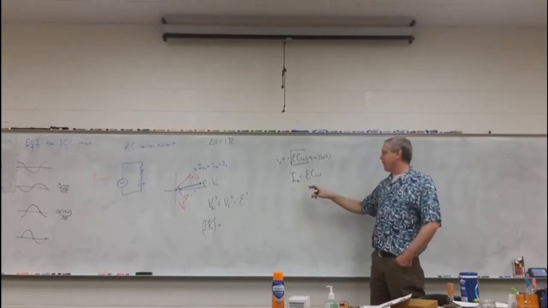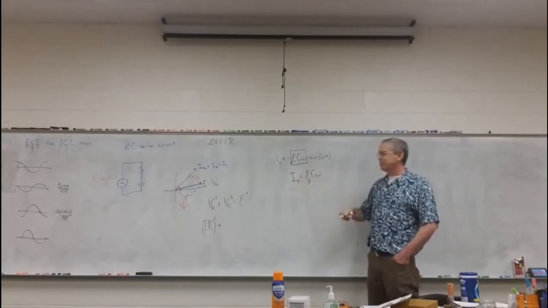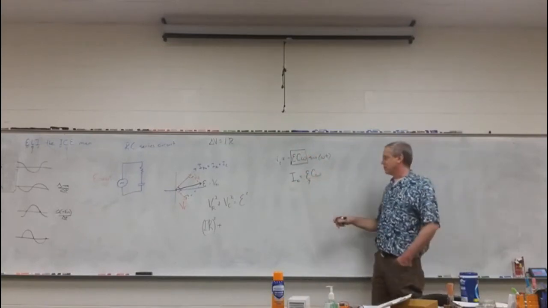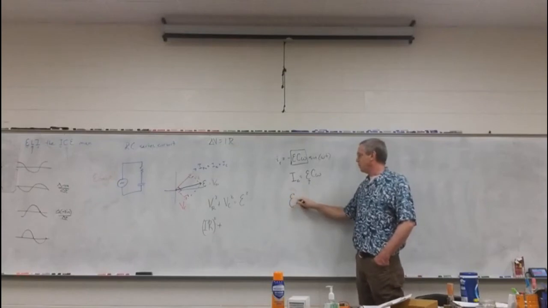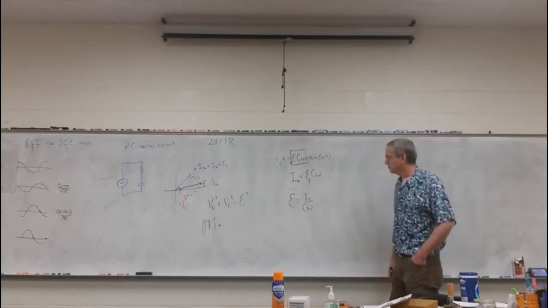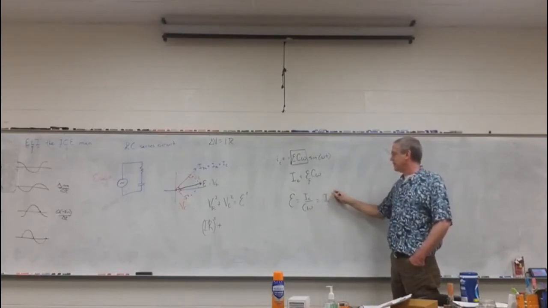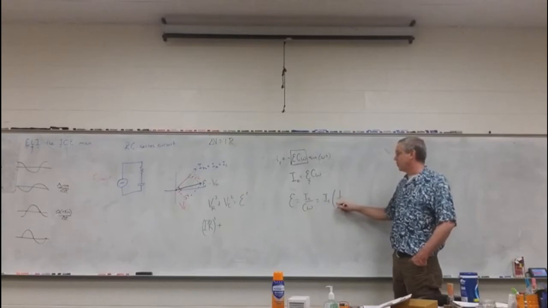So we are now at this stage right here. I want to get it into that form. Well, this epsilon here is my voltage, so I'm going to solve for that. So epsilon would be equal to I_C over C omega, which is I_C times 1 over, I guess, omega C.